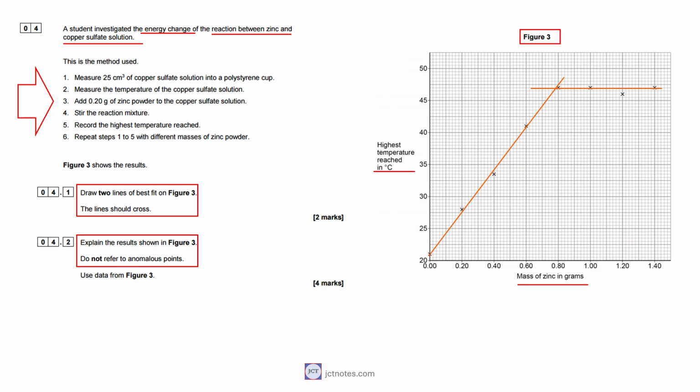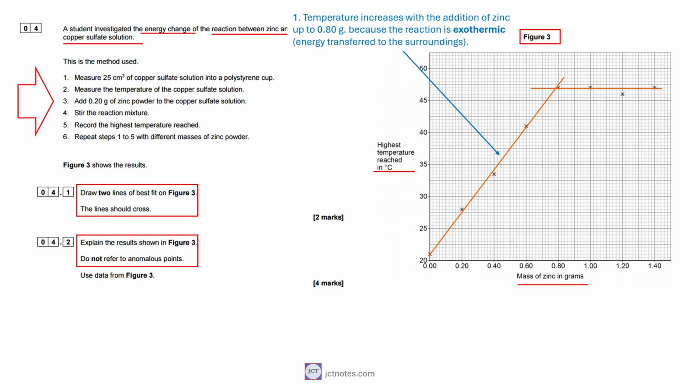Point 1. Explain the initial temperature rise. As we add more zinc up to 0.8 grams, the temperature rises because the reaction is exothermic, meaning energy is being transferred to the surroundings.